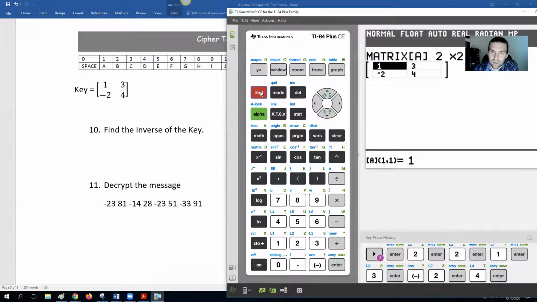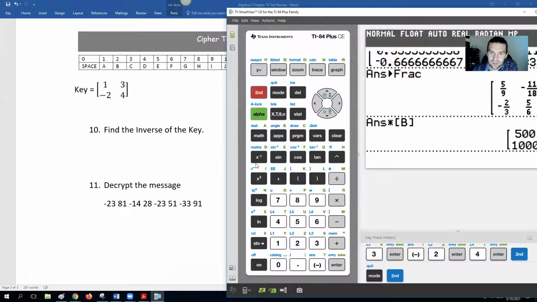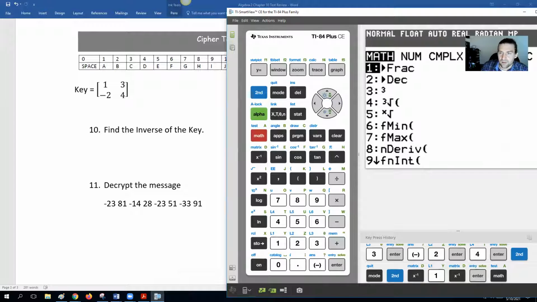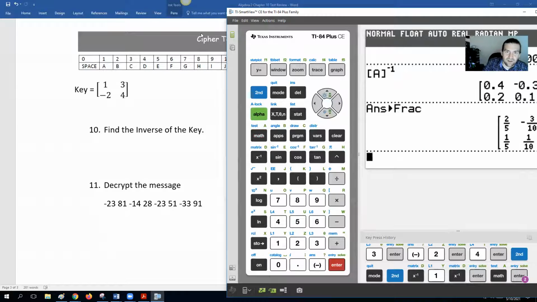It's our matrix. All right, and we'll just do second matrix A, and we'll find the inverse by pressing that button. It does that 1 over discriminant. We can put those decimals down, or we can press math, and then go through, enter, enter. Okay, so here is our inverse matrix. Our key inverse is 2/5, negative 3/10, 1/5, 1/10.